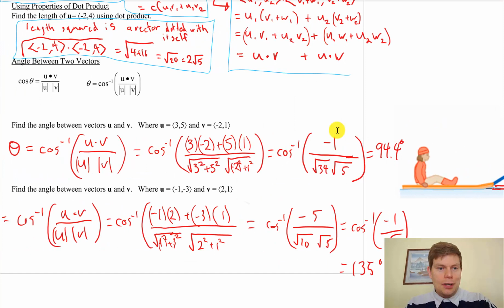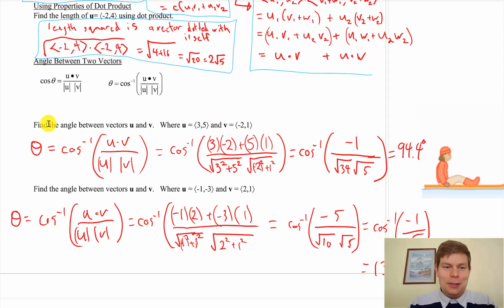All right, so here's how you would solve it. It looks delightful, I know. It's not terrible in theory. We want to take the inverse cosine of the dot product of the two vectors together, divided by the length of u and the length of v multiplied together.